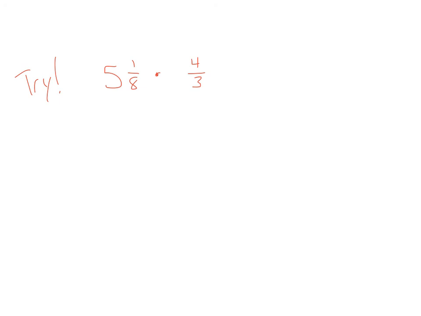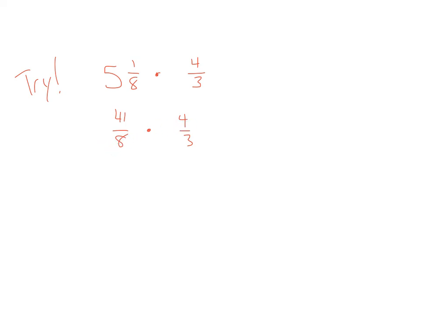Alright, so 5 and 1/8 times 4 thirds. Got to turn that into an improper fraction. 8 times 5 is 40 plus 1. 41 over 8 times 4 thirds. So do I change that? No, leave it as 4 thirds. So before I multiply straight across the top and straight across the bottom, is there anything I can cross cancel? There definitely is. 4 and 8.